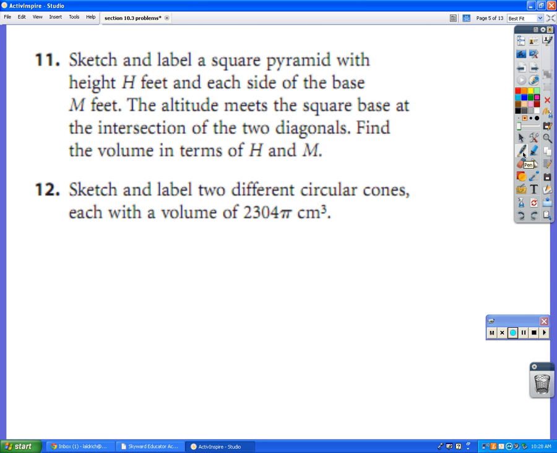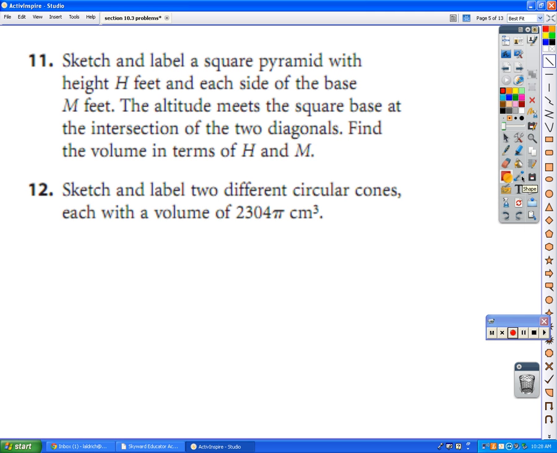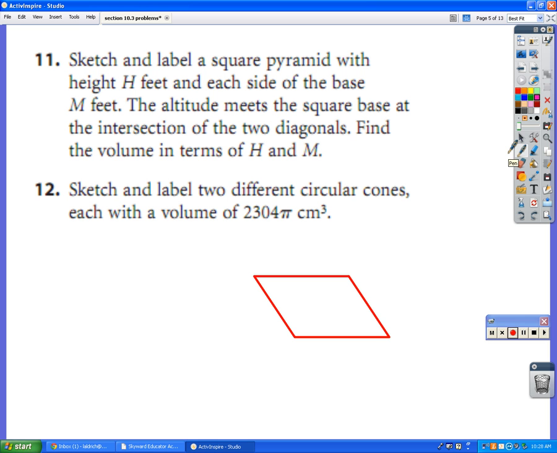It says sketch and label a square pyramid with height 8 feet and each side of the base m feet. Alrighty. This is number 11. So I'm going to make the base look like that. Height 8 feet and each side of the base is m feet.